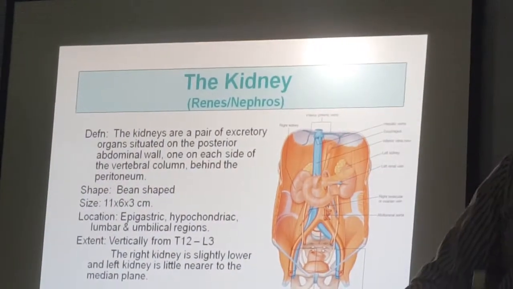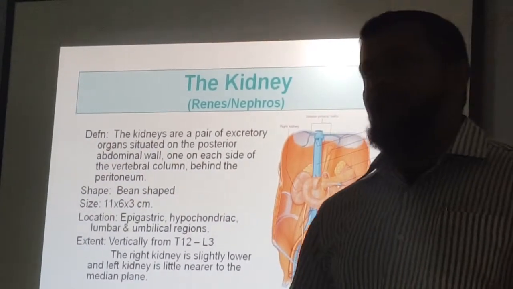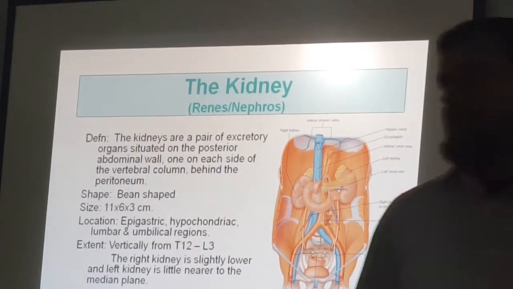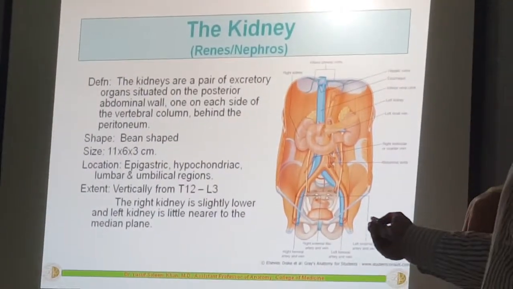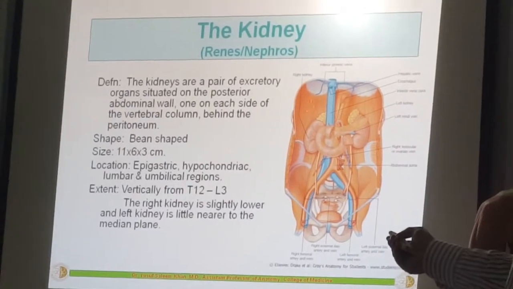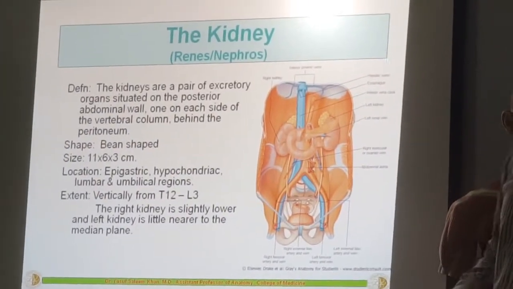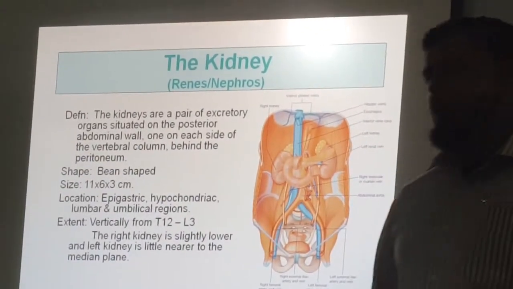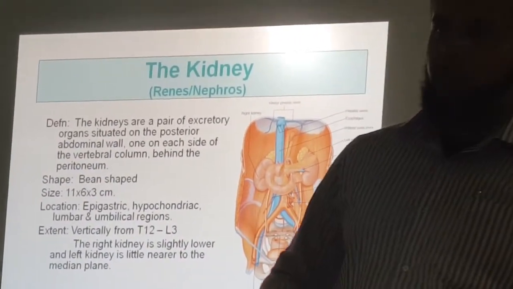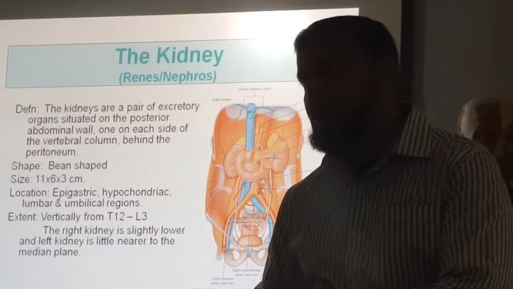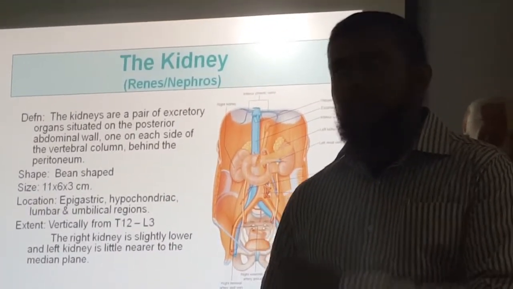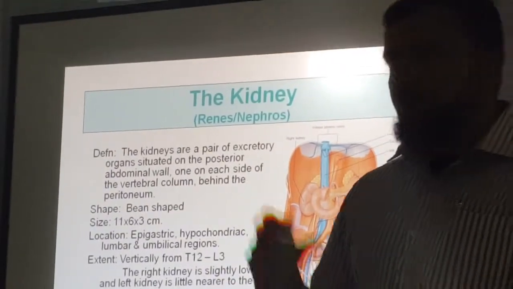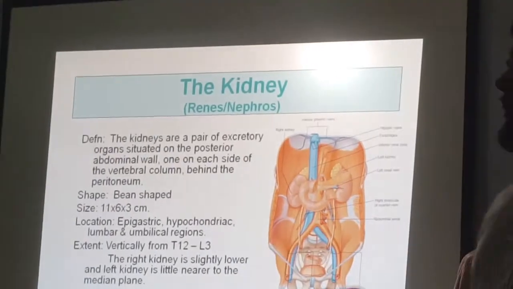The right kidney is slightly lower compared to the left kidney. Why? Which organ is there? The liver. Good. So the liver is pushing the kidney on the right side lower down. So that's why the right kidney is slightly lower. Don't try to memorize things by heart. If you know the concept, then you can easily remember. Because the liver is present there, this kidney is slightly lower. In the examination, you won't confuse which is lower and which is higher.